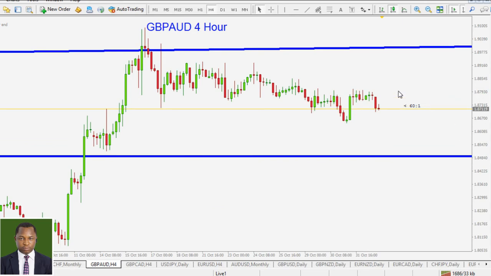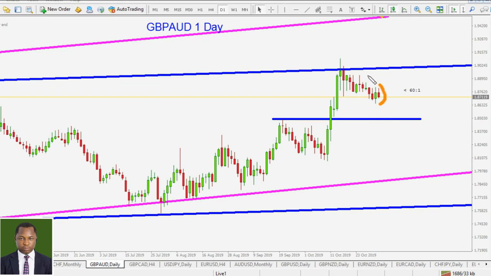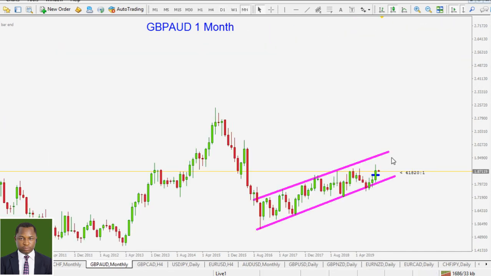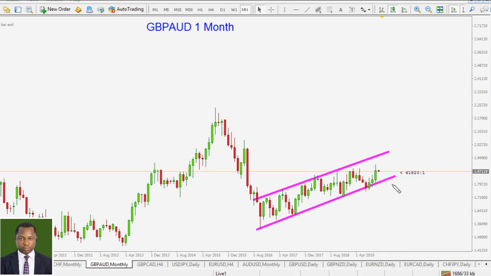You need to wait for the interest rate announcement, and as you can see, for the past few days, price has remained a bit sideways. The market volume has dropped significantly, so you need to wait. But at any rate, just know that the pattern in the monthly time frame is still a channel, which is a good hint that price might break to the downside.